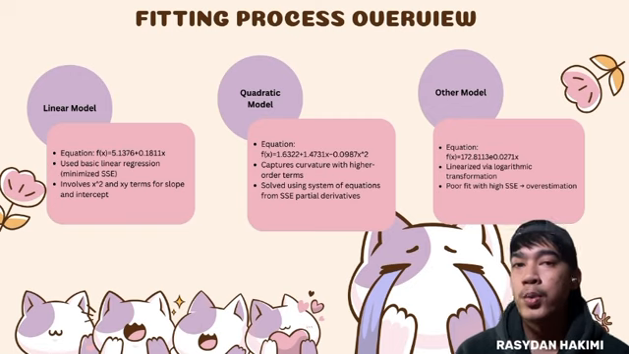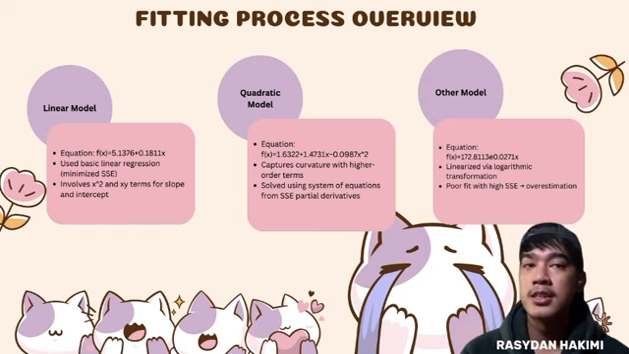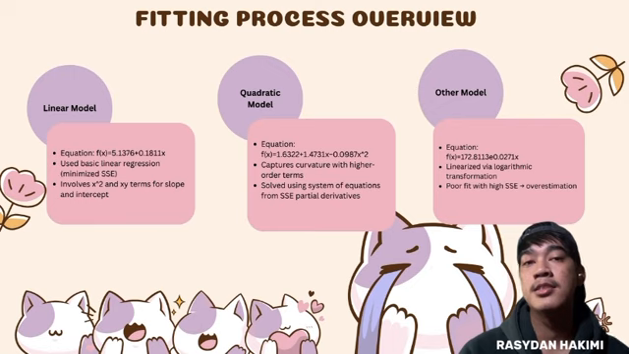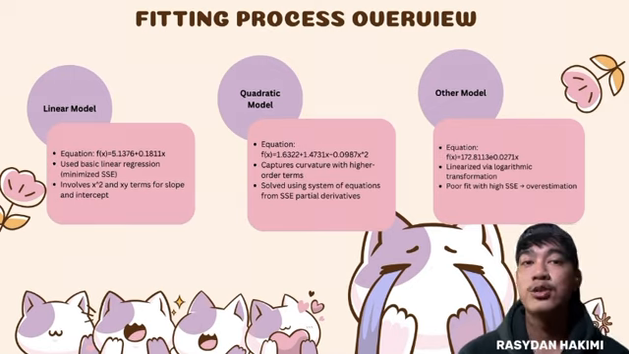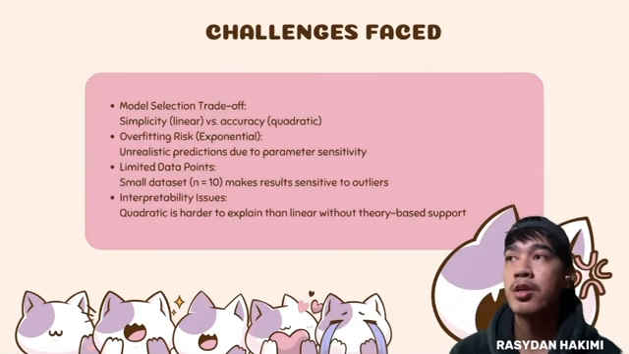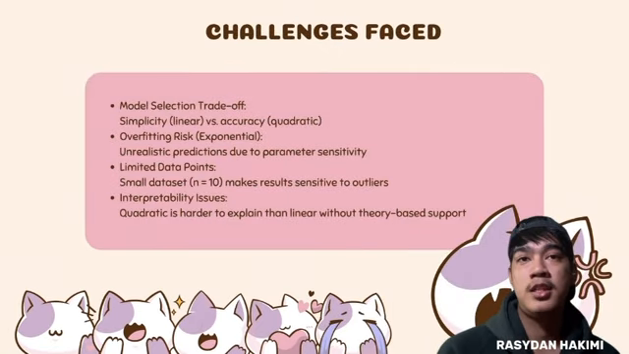Next, we tested an exponential model, which is f(x) = 172.8113 e^(0.0271x). We first linearized the model by taking the natural logarithm of the y values, then applied the least square method. Here comes the part where we face some challenges.